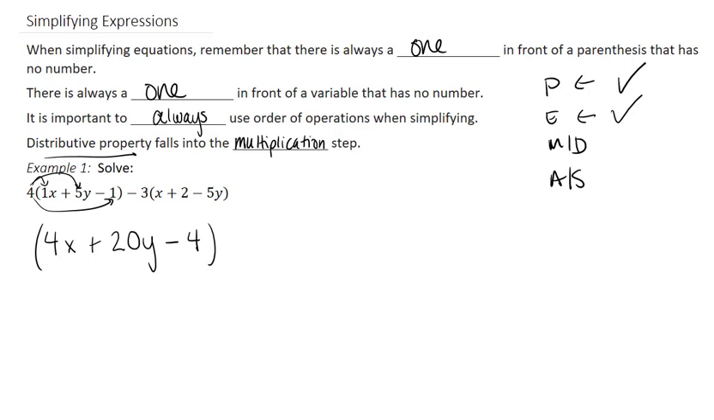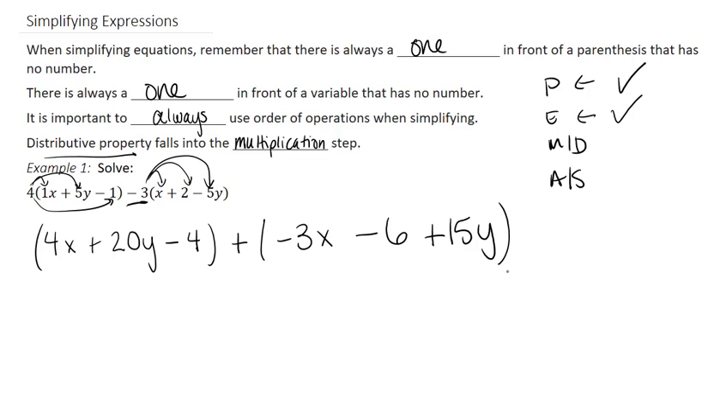Now, when we multiply this 3, we need to see that there's that negative sign. So we're going to multiply each term inside the parentheses by this negative 3. So we multiply by the 3 terms inside. When we do that, we can just put the plus sign because we're going to distribute the negative sign. So we have negative 3 times x, so that's minus 3x. Negative 3 times 2 is minus 6. And then this negative 3 times this negative 5 is then positive 15y.